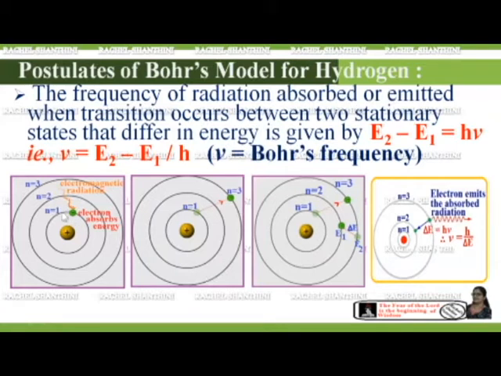The frequency of radiation absorbed or emitted when transition occurs between two stationary states that differ in energy is given by E2 minus E1 equal to h nu. We can write this expression as nu is equal to E2 minus E1 by h, where nu is the Bohr's frequency.